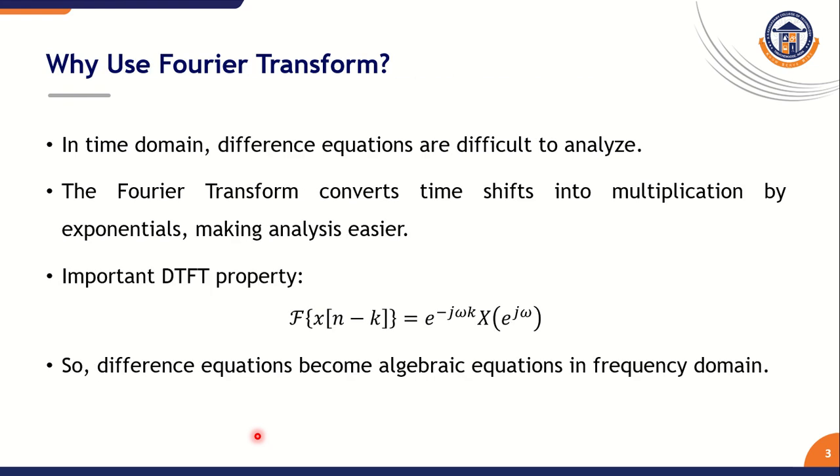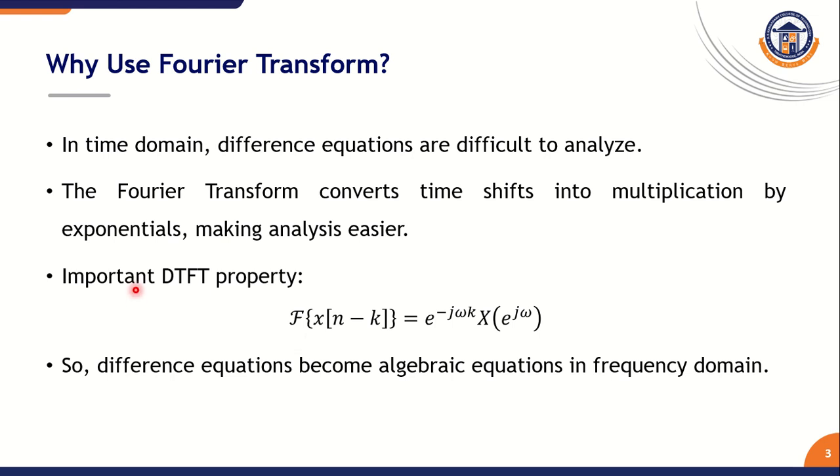Why do we use the Fourier transform? Solving a difference equation directly in the time domain can be complex. So we use the Fourier transform, which simplifies the analysis by converting time shifts into multiplication by exponential terms. Using DTFT, convolution becomes multiplication, the difference equation becomes an algebraic equation, and the frequency characteristics of the system can be clearly analyzed.